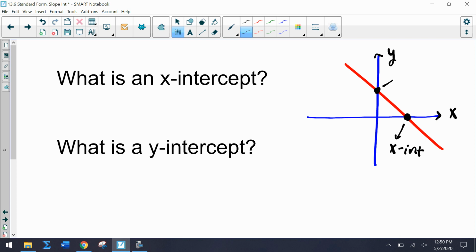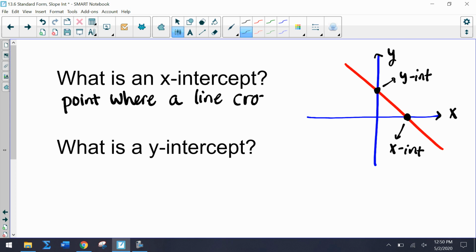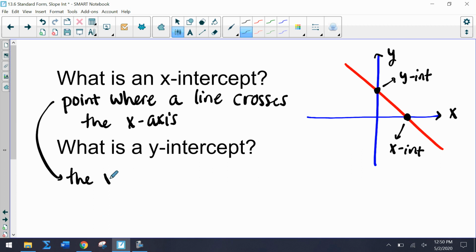And this would be a y-intercept. So an x-intercept is the point where a line crosses the x-axis. And a y-intercept is the point where a line crosses the y-axis.